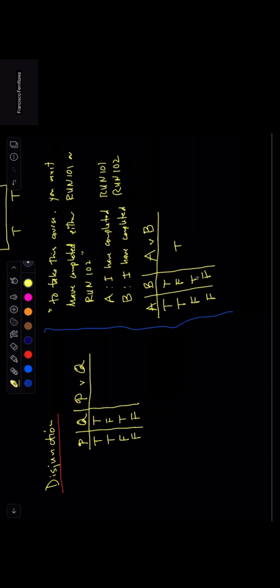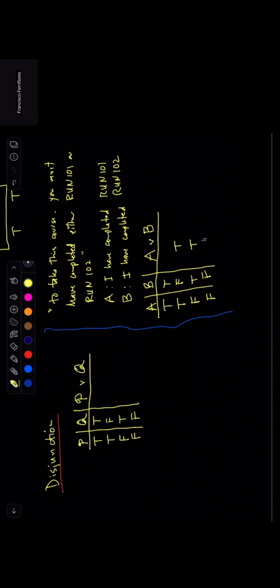What about in the third row? What if I've taken 102 and have completed it? That means B is true, but I have not completed 101. Well, the advisor told me that I could take this course if I've completed either 101 or 102. I completed 102, so I'm good. It's true that I have satisfied the requirement that I've completed either 101 or 102. Let's move on to the last row.